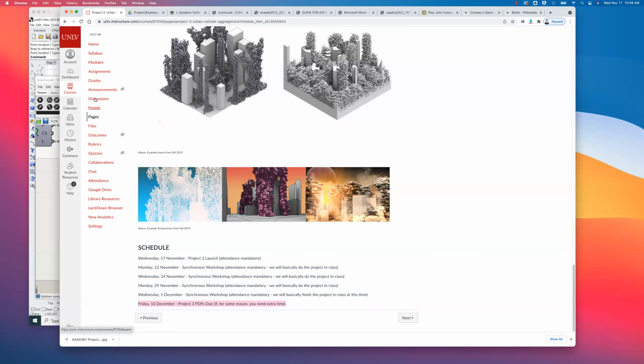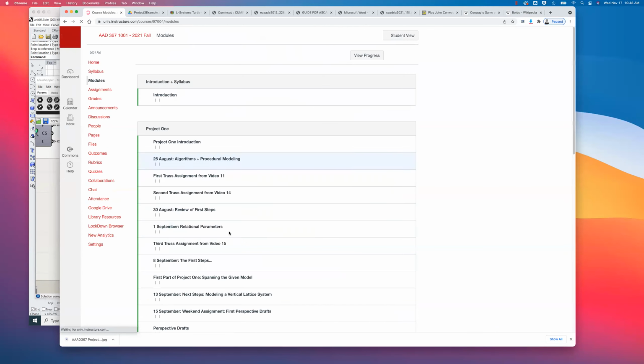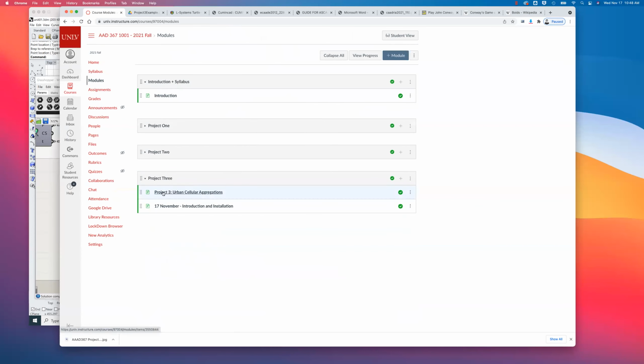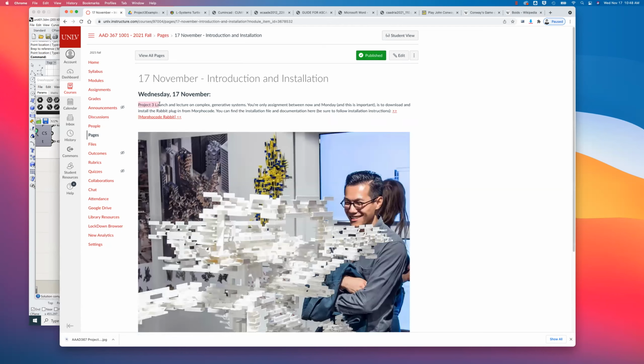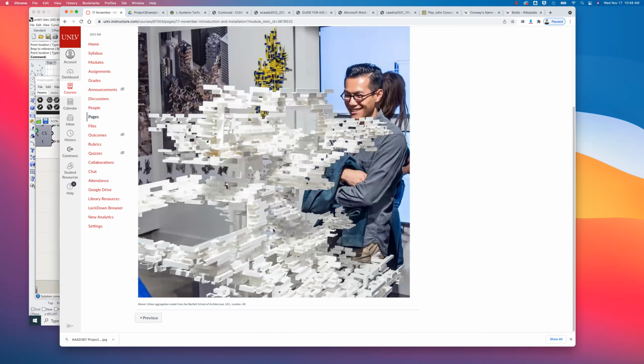Going back to the modules here, go to the Project 3 that's set up. We were on the Project 3 introduction page. If you go to today's November 17th introduction installation, you can see an example of some of the models at the Bartlett School, one of the most famous and best architecture schools in the known universe. Look at this.